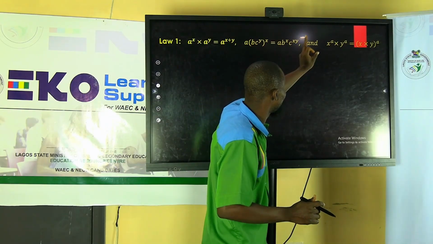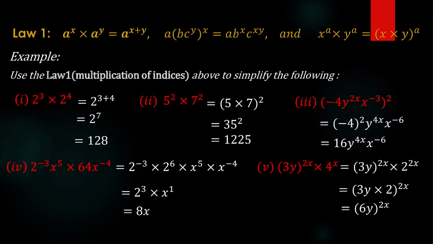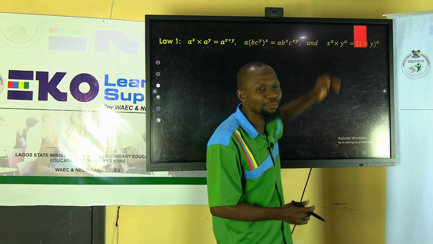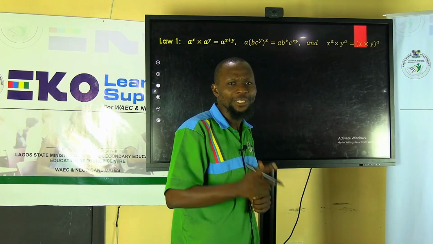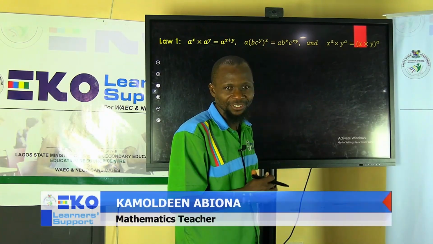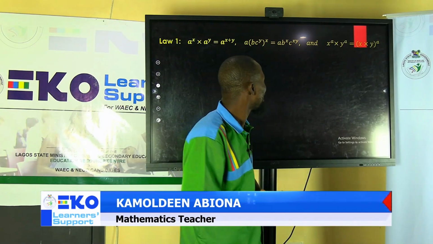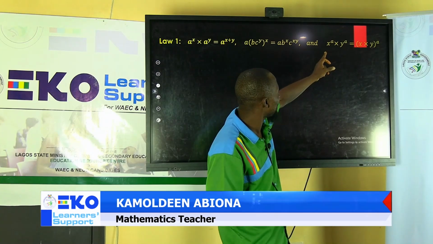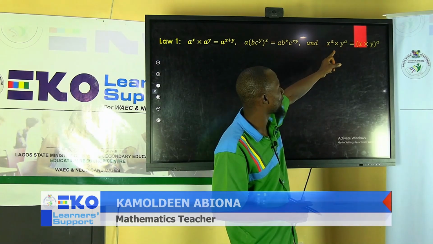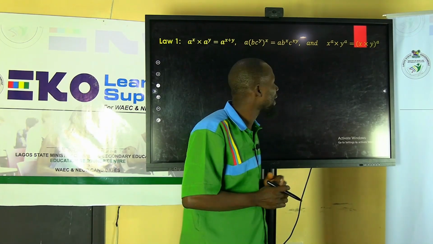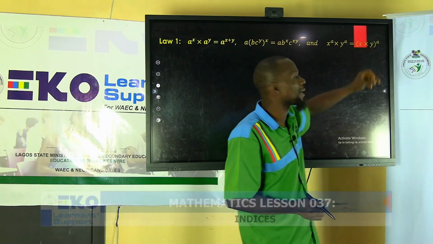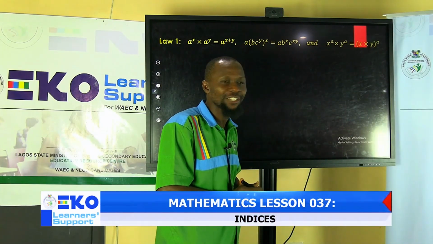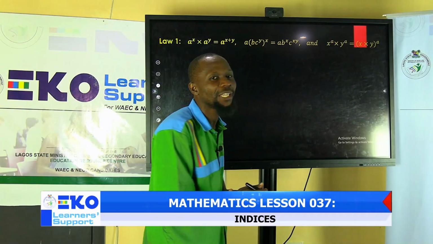Then we also have x raised to power a multiplied by y raised to power a. Here the bases are equal, but in this case the bases are not equal while the powers are equal. In that case, it gives us x times y, all raised to power a, that is (xy) raised to power a.